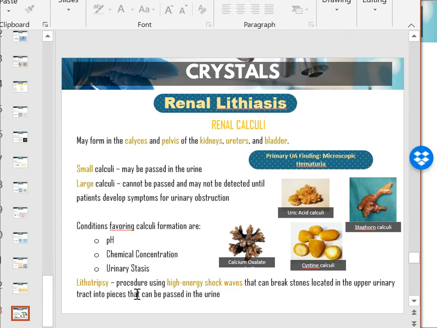So, the conditions favoring calculi formation are, of course, pH, chemical concentration, and urinary stasis or the stoppage of urine flow. Okay? As I said, normal excretion is through urination. So if it stops, there is no urine flow, we cannot excrete, so there is a build-up of these crystals, okay?